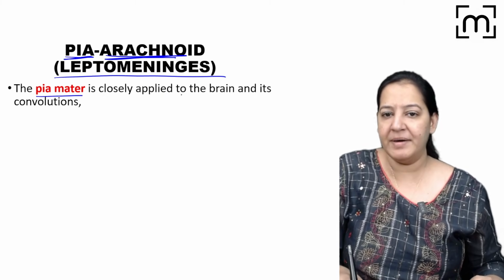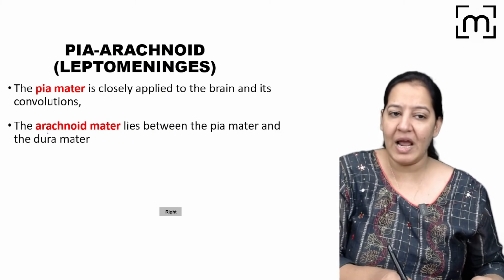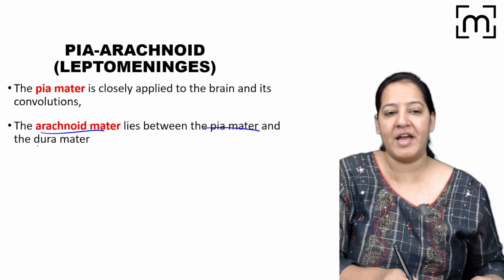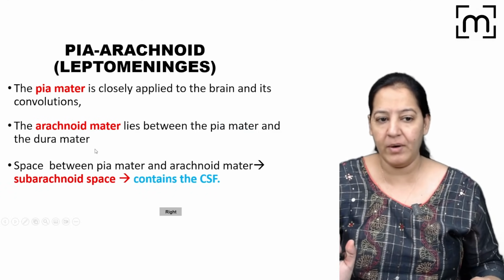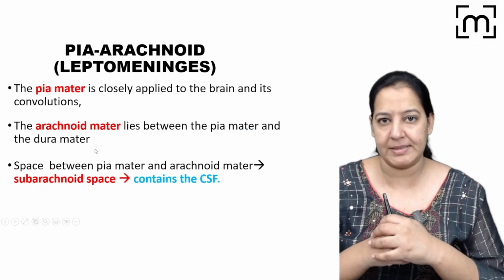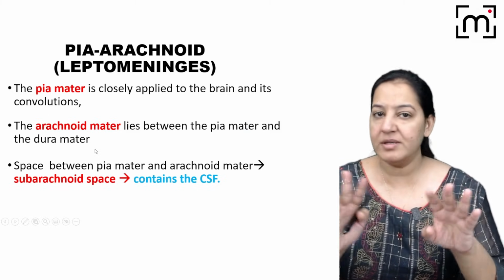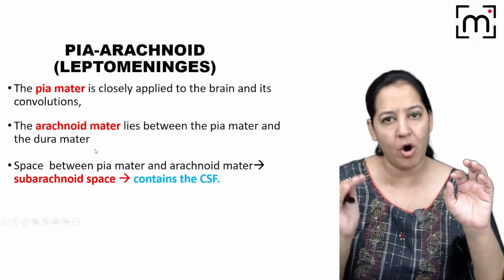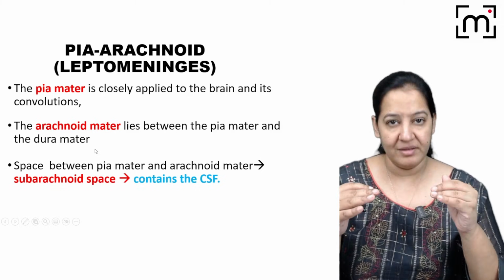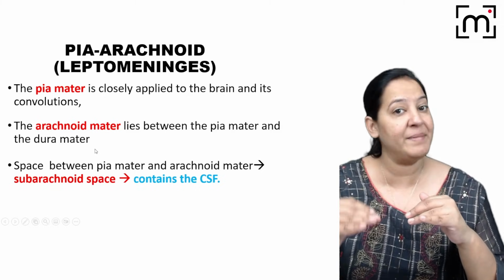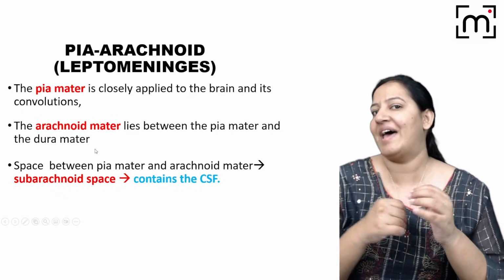Out of them, the pia mater is attached to the brain, and the arachnoid lies between the pia mater and the dura mater, the middle one, right? Now let's talk about their spaces. As I have told you, the pia mater is closely attached to the brain, so there is no space between the brain, spinal cord and the pia mater. But there is a space between the pia mater and the arachnoid, just below the arachnoid.